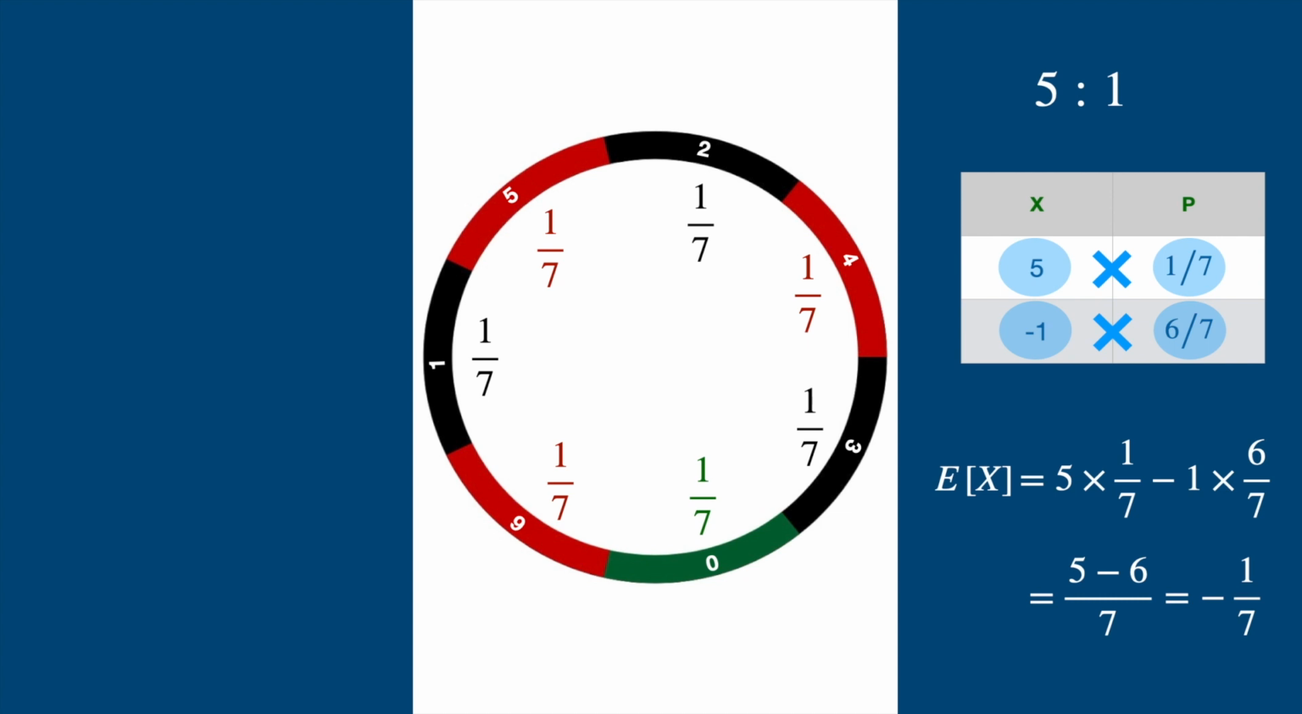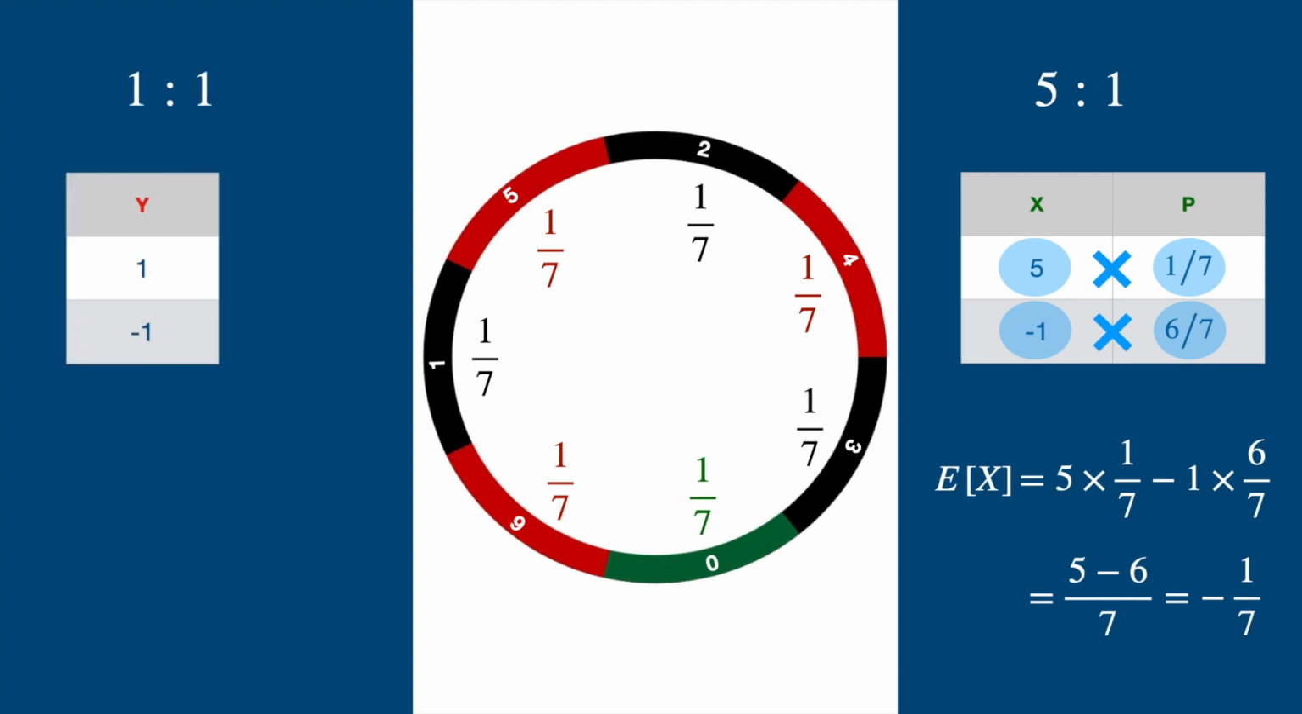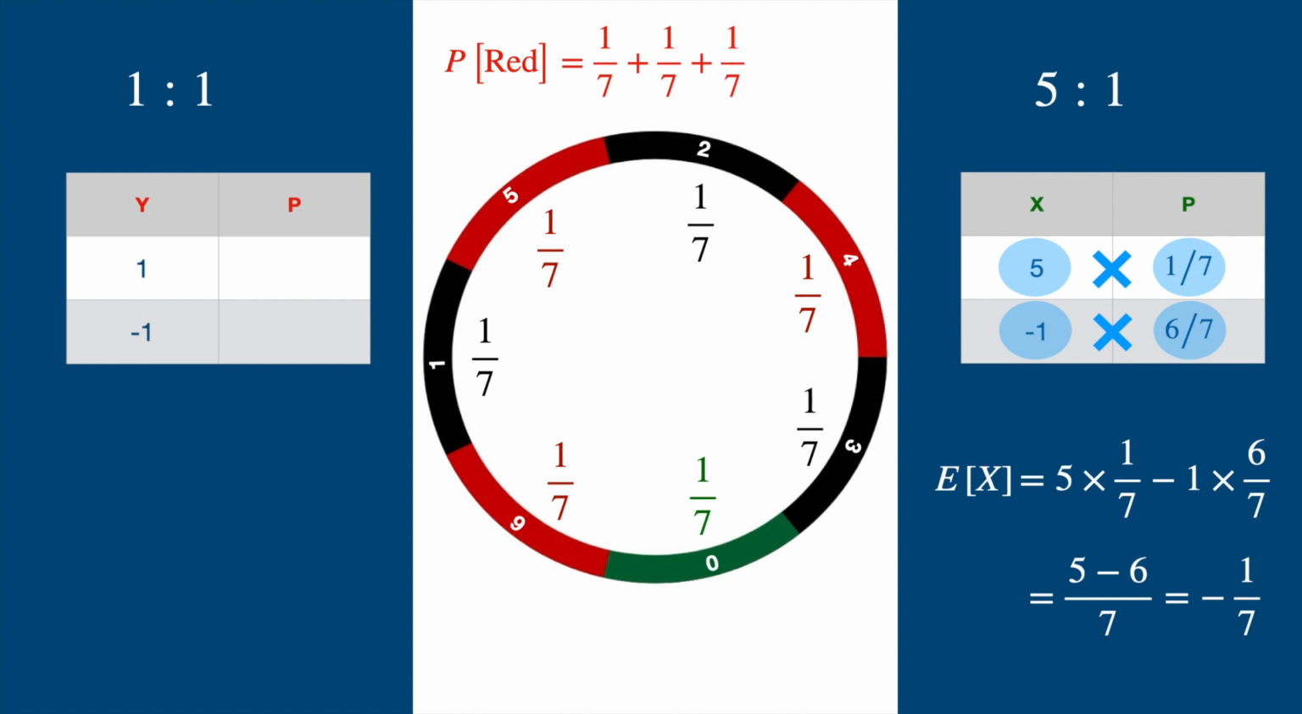In addition to placing bets on a single number, we can also place bets on combinations. For example, we can place a bet on the ball landing in one of the red pockets. The odds would be 1-1, meaning we get 1 if the ball lands on one of the red segments and minus 1 otherwise. We can assign probabilities to these values, as the probability of each segment is 1 divided by 7, and there are 3 red segments. The probability of red is 3 divided by 7.